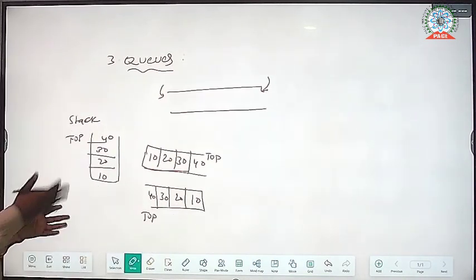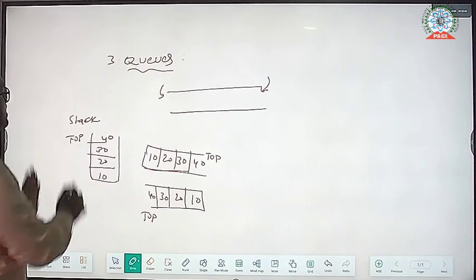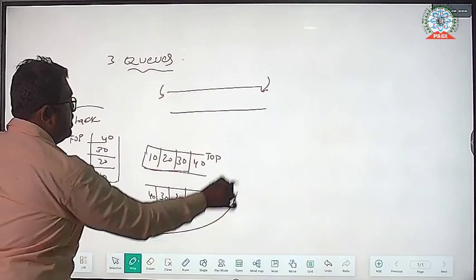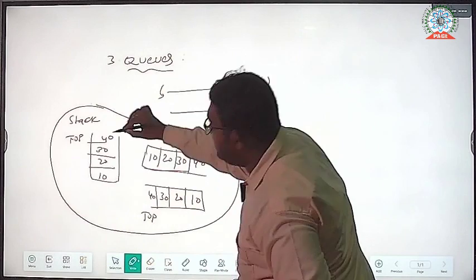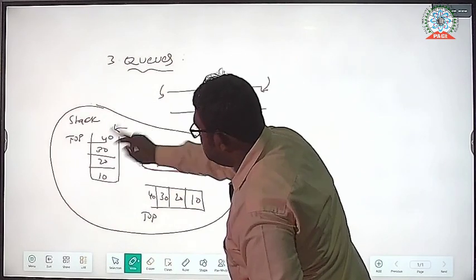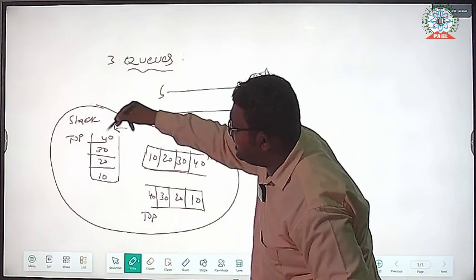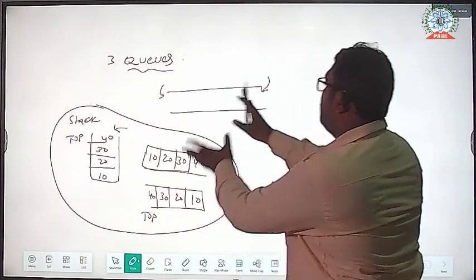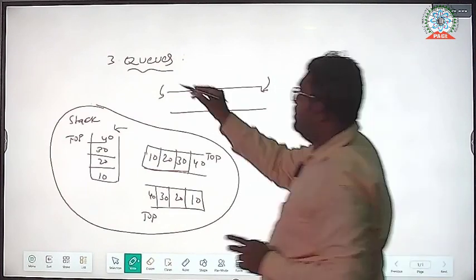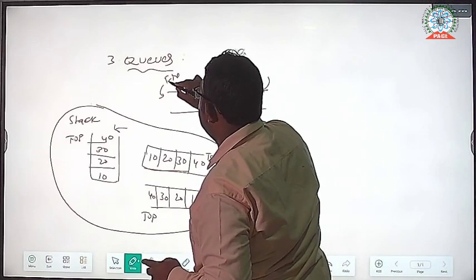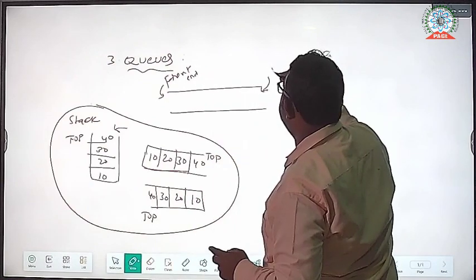Sir, why did you write top? I will explain each and everything. So this is a stack representation. In the same manner, I am going to explain the queue. In the stack representation, we have one open end, so the insertion of elements has to be done from this end only. Whereas in queues, we have two open ends. One is the front end, and another one is the back end.